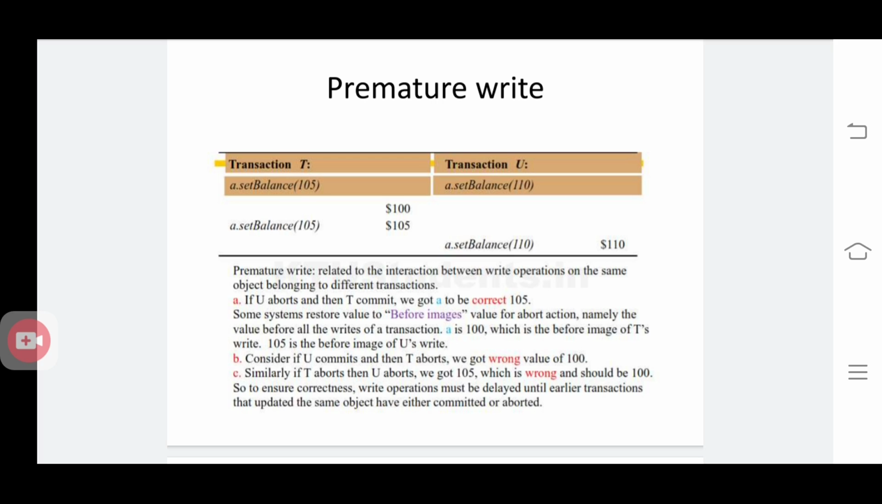So some systems restore values to the before image value for an abort action. Namely, the value before all the writes of a transaction A is 100, which is the before image of T's write, and 105 is the before image of U's write. So if transactions apply a before image property, initially transaction T contains A with the value 100, right? Then the before image of transaction T is the original value of A, that is 100. T first does set balance, so 105. After that transaction U does 110. So what will be the before image of transaction U? It will be 105.